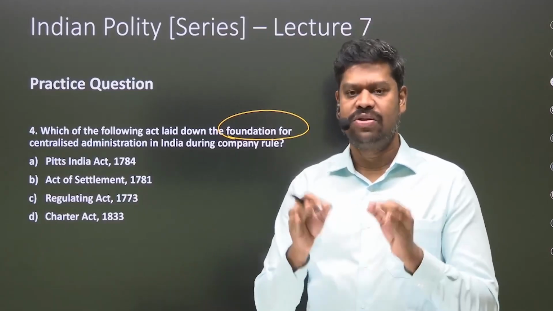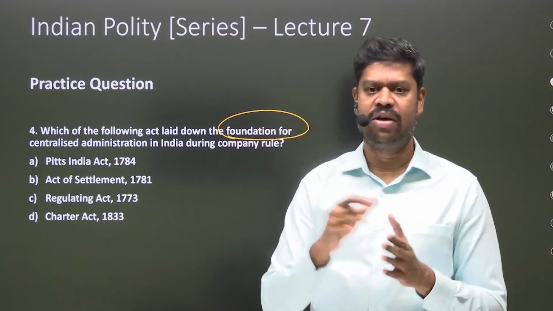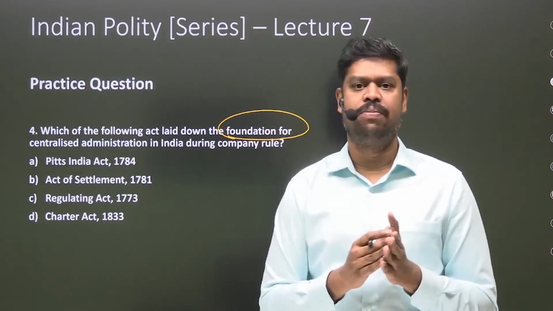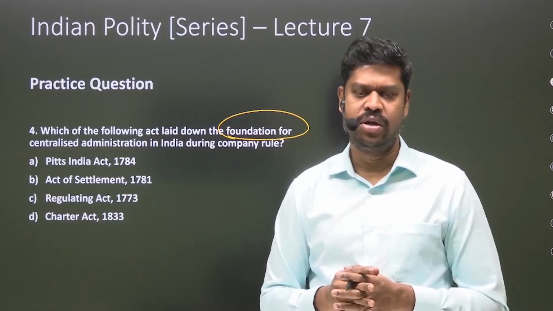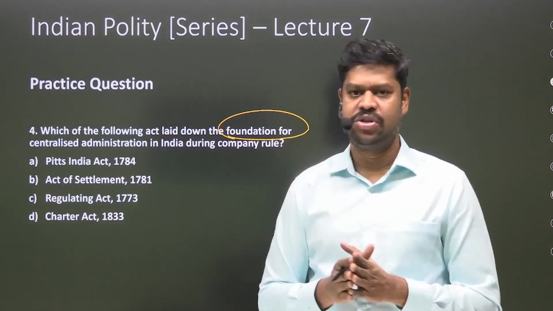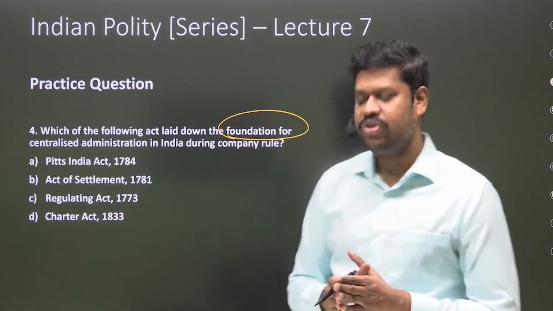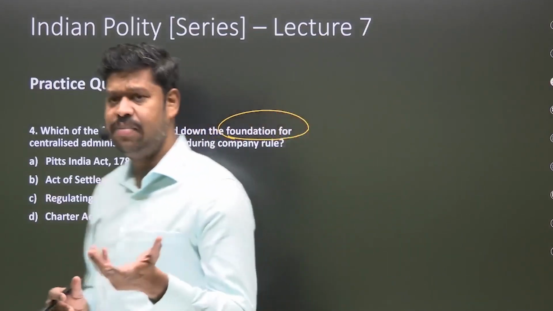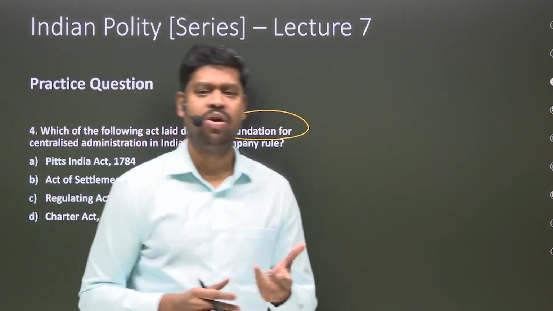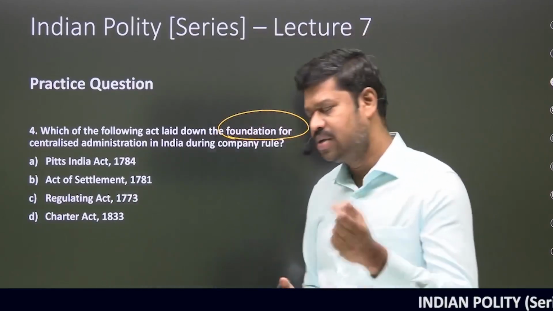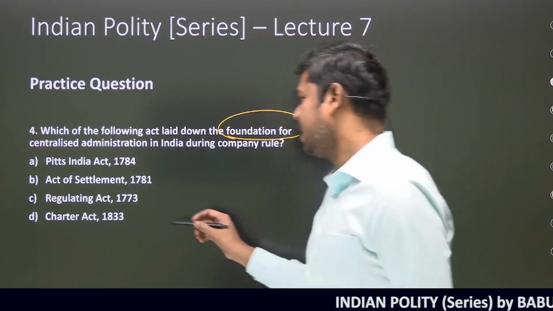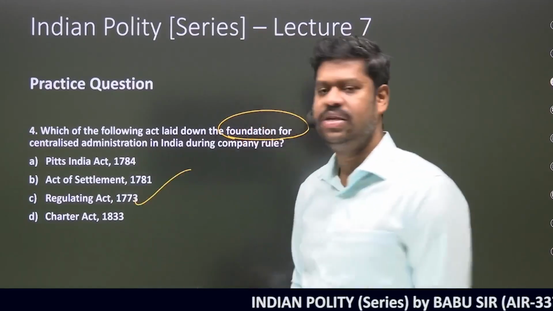In fact, that was the first act that was passed to regulate the affairs of the company during the company rule. And the first act laid down the foundation for centralized administration during the company rule, which was basically done by designating the governor of Bengal as the Governor General of Bengal. So that is the foundation. So the right answer here is the Regulating Act of 1773.